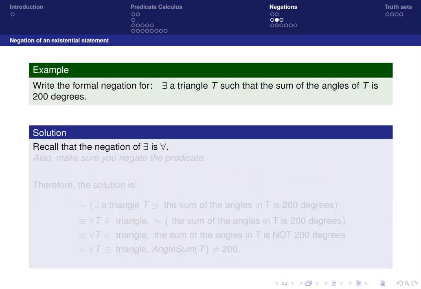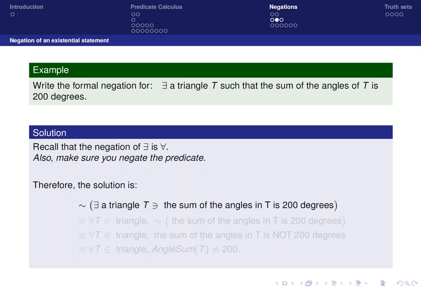Let's take a look at an example. Write the formal negation for the following. There exists a triangle T such that the sum of the angles of T is 200 degrees. This is an example of an existential, so when I negate it, I'm going to end up with a universal. Next, I need to negate the predicate. So the solution might look something like this. I want the negation of "there exists a triangle T such that the sum of the angles in T is 200 degrees." First of all, I'm going to begin by negating the quantifier.